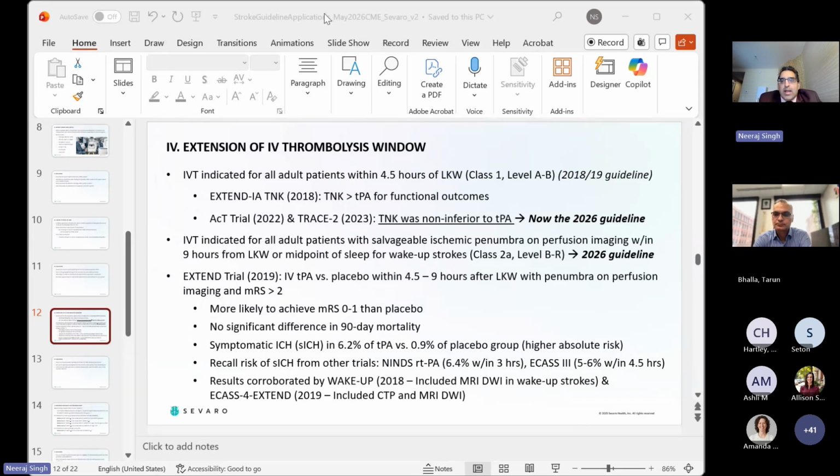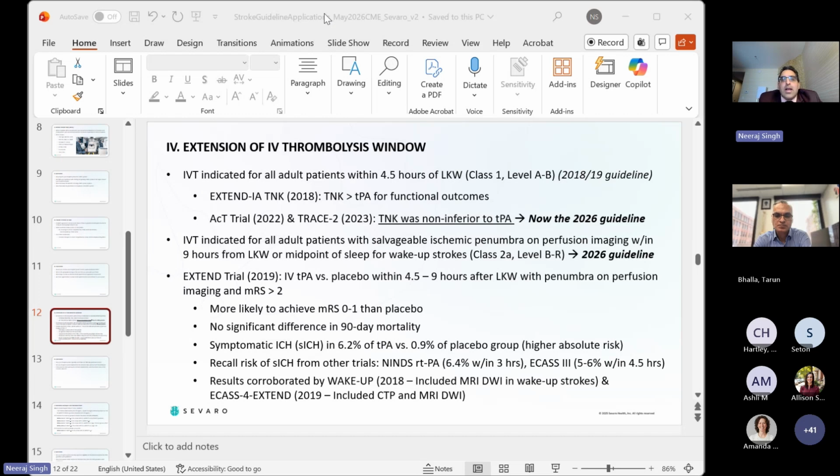Someone asked, what were the guidelines in 2018 and 2019 for wake-up strokes? From what I understand, essentially none. There were no clear guidelines about that. It was just stick to the 4.5 hours since last seen normal. So many people were ruled out of that because that would have been too soon a time after the patient's bedtime.